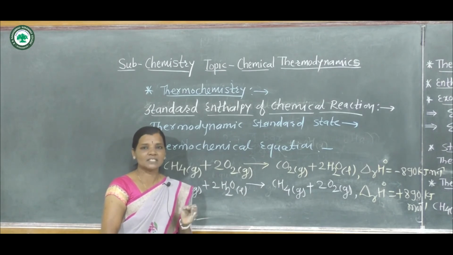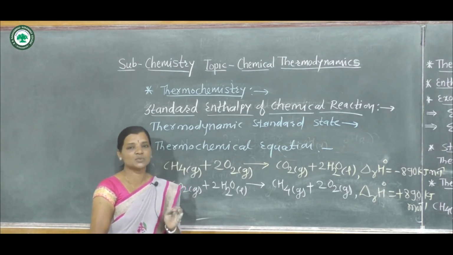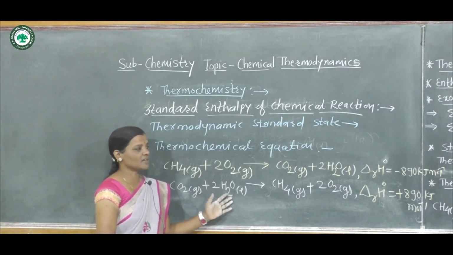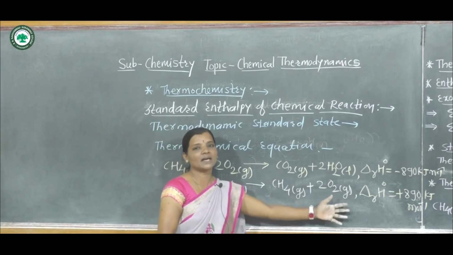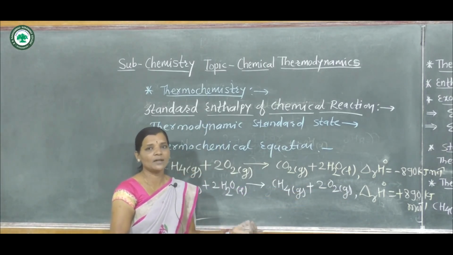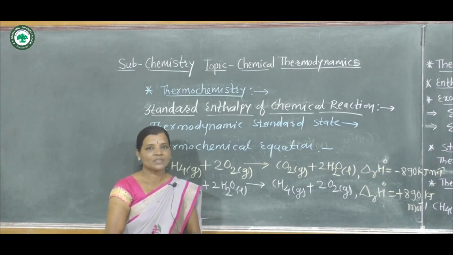What are the standard states? Pressure is 1 bar and temperature is 298 Kelvin. Such reactions are written, and their standard enthalpies are always written on the right hand side of the chemical equation. Now we'll stop here.